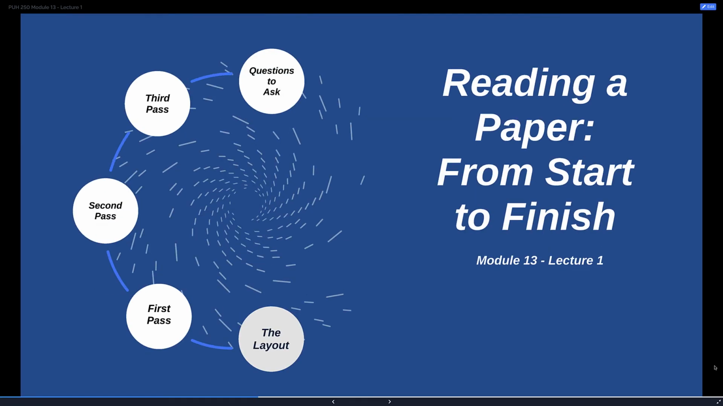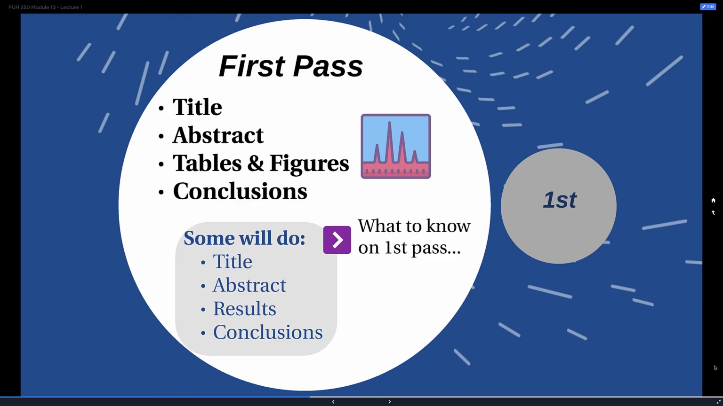So once you sort of know the layout of a paper, you know how to approach reading a paper. And this 3-pass method you will refine over the course of your research-related career according to what is most comfortable for you. In the first pass, title, abstract, tables and figures, and conclusions. So read the title of the paper, read the abstract of the paper, go through the tables and figures, and then read the conclusions section.